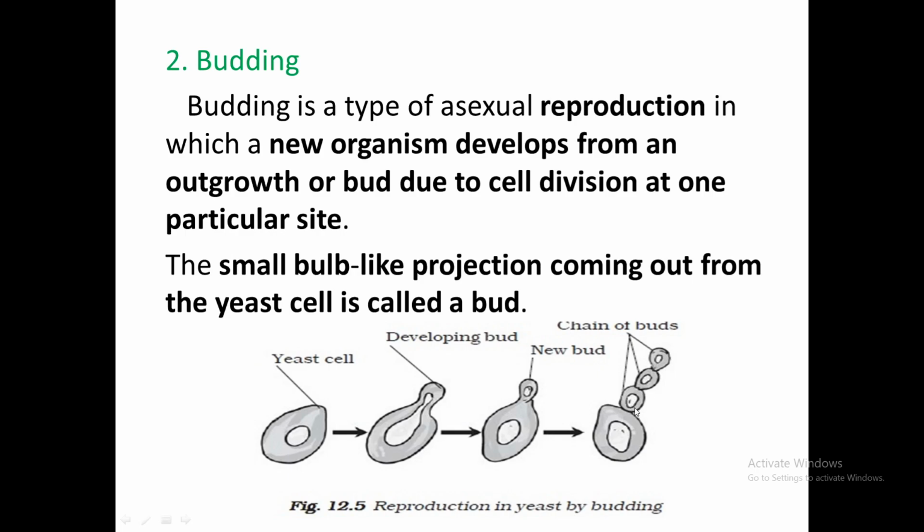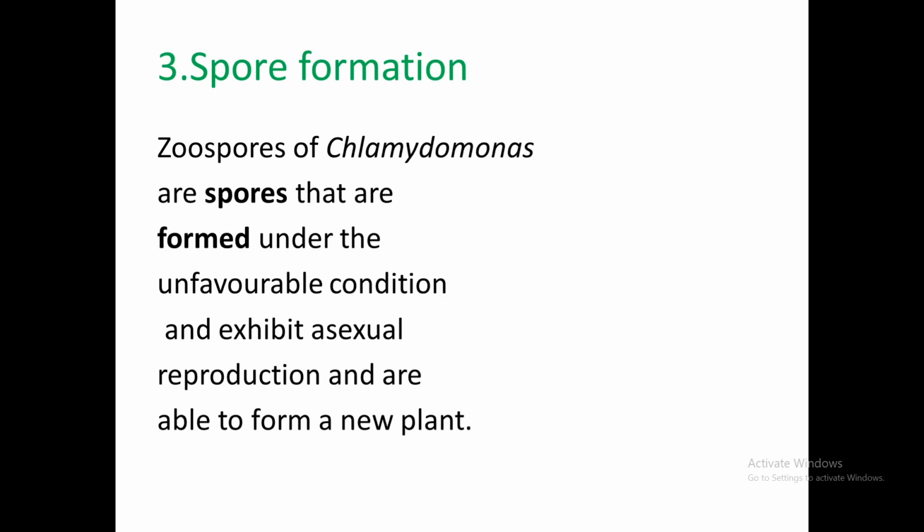And when these buds get detached from each other and also from the parental cell, each bud has the capacity to form the entire yeast cell. So this is one type of asexual reproduction, from which the yeast cell produces a new entire organism. Next one is what?